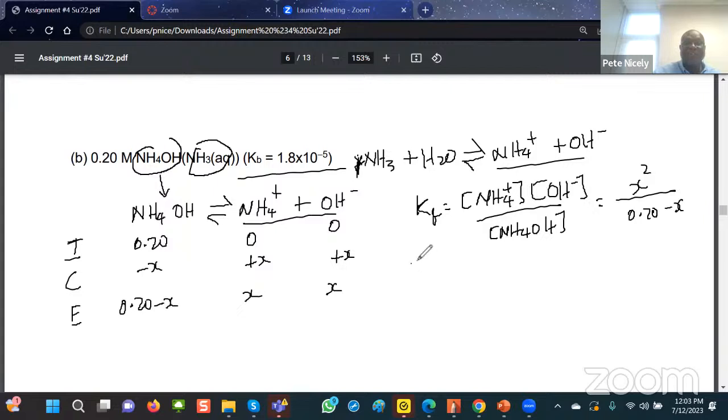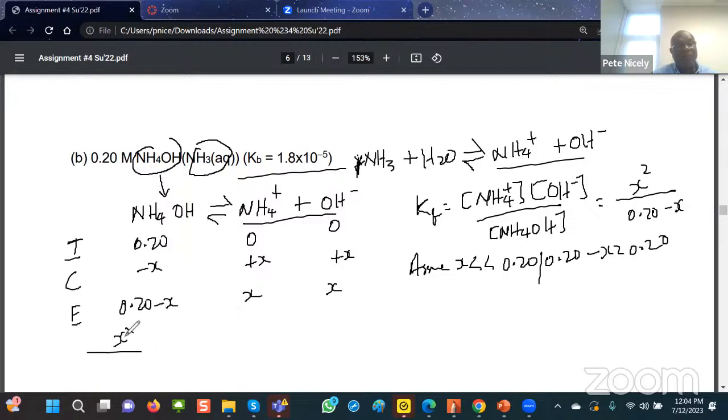And then now we're going to assume that X is much less than 0.20. So that means that 0.20 minus X is approximately 0.20. So this equation would simplify to X squared over 0.20, and that would be equal to the Kb, which is 1.8 times 10 to the minus 5.